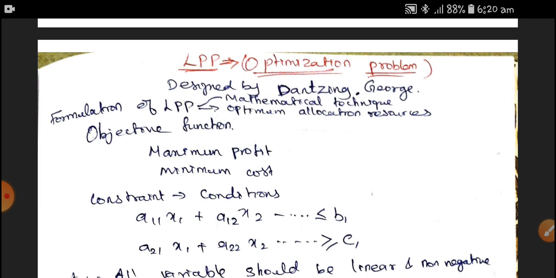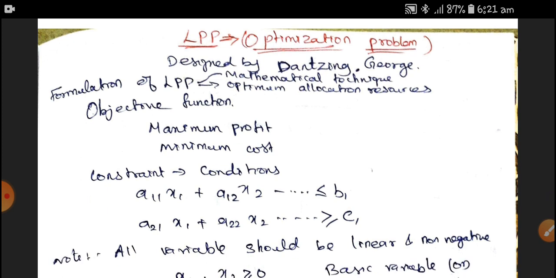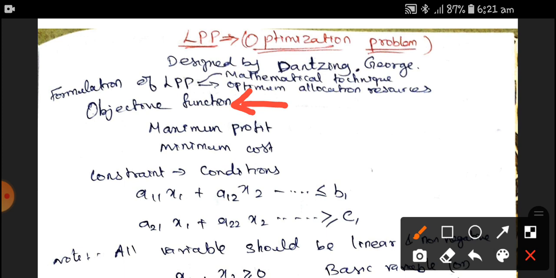So it is a 100% mathematical technique, and it is an optimization technique used to solve problems that are linear in nature, and optimum allocation of resources is the main function of linear programming problems. In LPP, we have two things: one is the objective function and another is the constraints. Here, the objective function is defined by the company, the firm, or the organization.